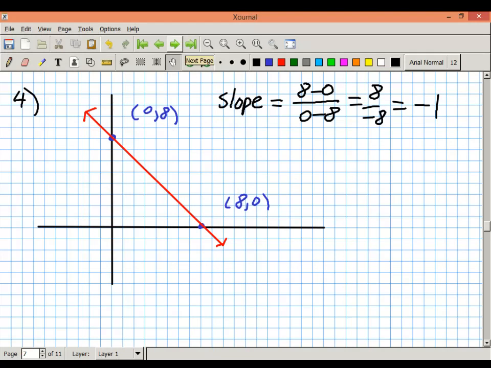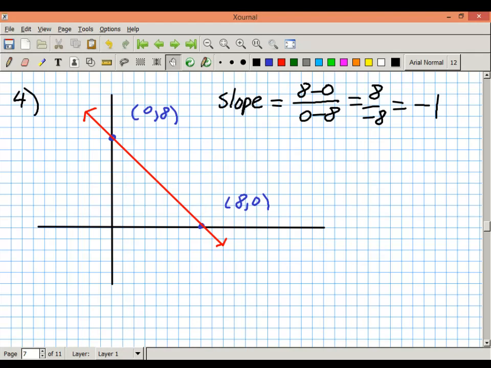Okay, so our fourth situation we might have is if the line falls to the right. So I chose 2 points on this line, (0, 8) and (8, 0). I applied the slope formula, so if we subtract the y's, 8 minus 0 is 8 on top, and subtract the x's, 0 minus 8 is negative 8 on bottom. So 8 divided by negative 8 would give us negative 1. So notice that we have a negative slope for this line, and it also falls to the right. And that always happens when you have a negative slope.